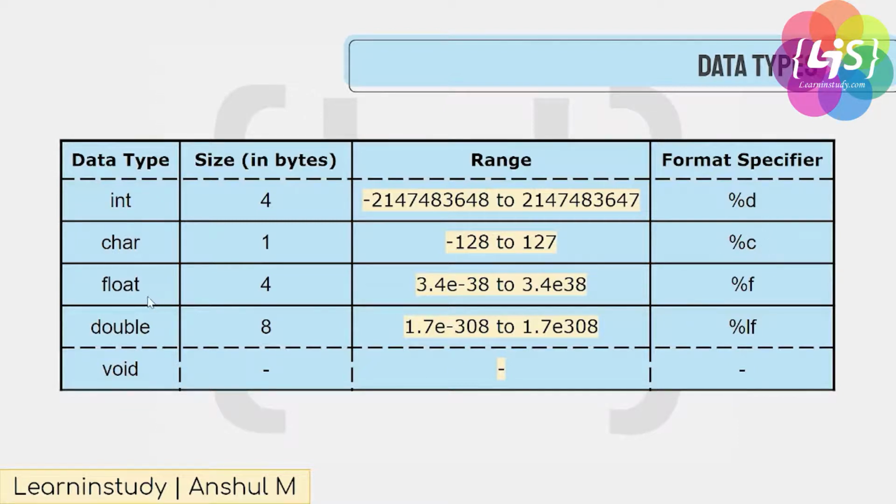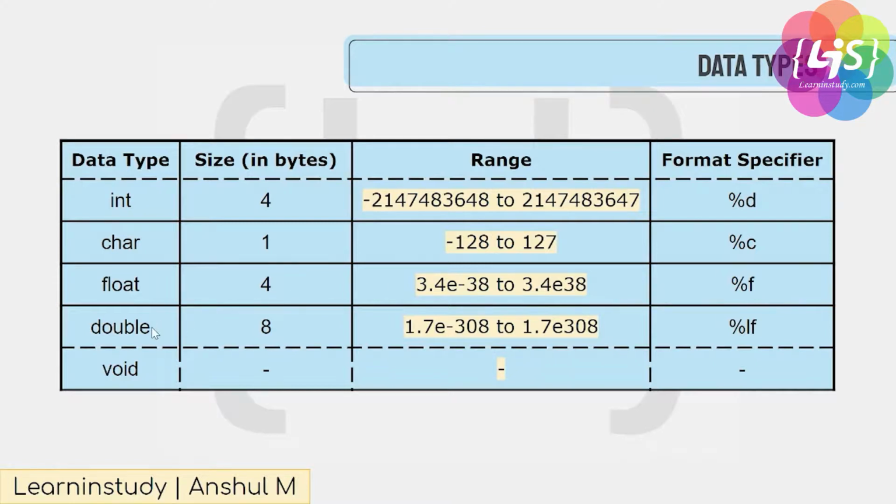Next data type is float. Whenever we declare a float variable, it takes up 4 bytes in the memory. Its range is from 3.4 into 10 raised to the power minus 38 to 3.4 into 10 raised to the power 38. Its format specifier is %f.